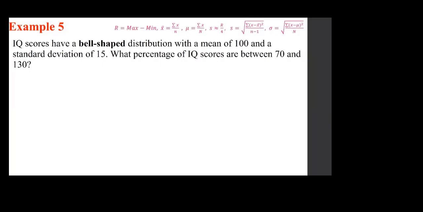With a mu of 100, mean is 100. So that's mu. And sigma is 15. Mu is 100. Sigma is 15. What percentage of IQ scores are between 70 and 130? Now, this is really referring to the previous page. All you have to figure out is how many standard deviations away from the mean are the two numbers.